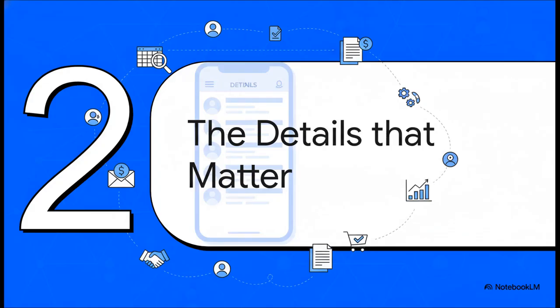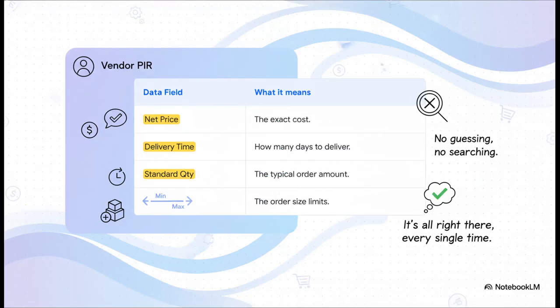But here's where the real power kicks in. It's all in the details. This contact list holds all that crucial info you'd normally have to dig through old emails or giant spreadsheets to find. Because think about it. Right there, inside the contact card, you've got the exact net price you agreed on. You've got the planned delivery time, how many days it'll take to show up. It even stores things like your typical order size or the minimum amount they're willing to sell you. No more guessing. It's all right there, every single time.